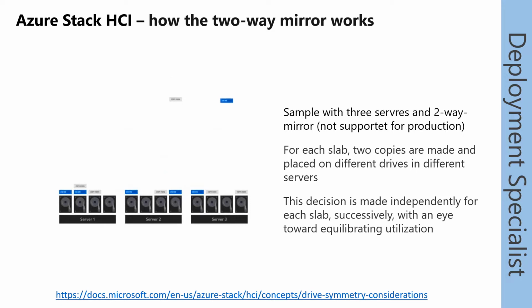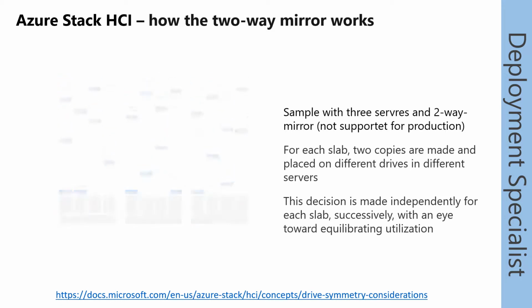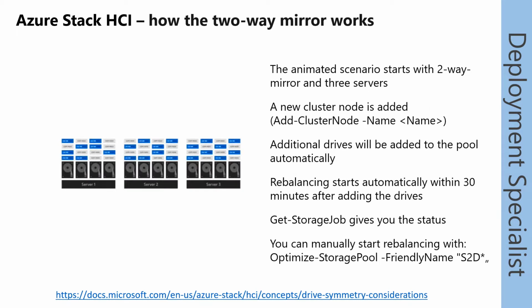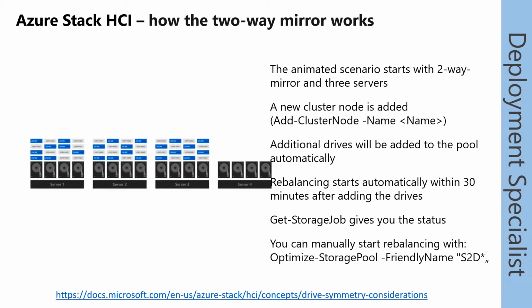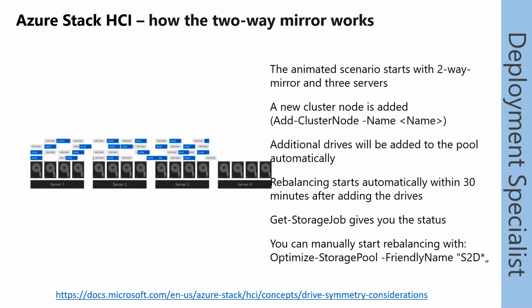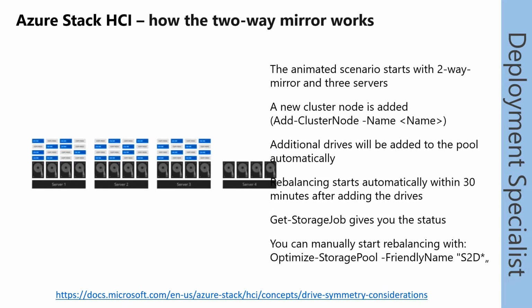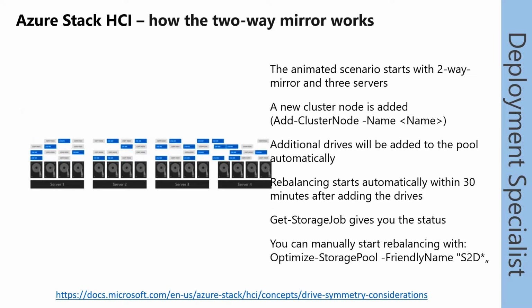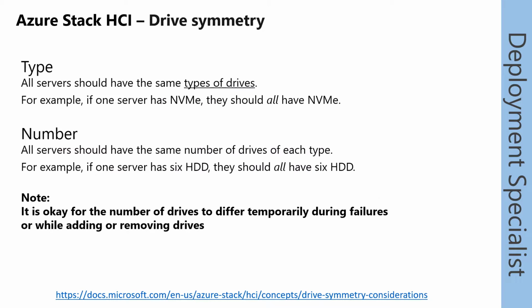Because we have the slabs or extents, it's very easy to add drives or even servers and bring this additional capacity to our storage pool. And this can then also be used for our volumes because the slabs are redistributed. This is done automatically. We can also rebalance manually via PowerShell by typing Optimize-StoragePool and then the friendly name, and then the optimization starts. But you have to care a little bit about the drive symmetry.